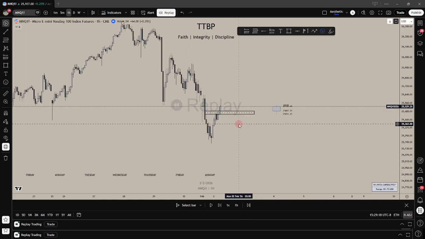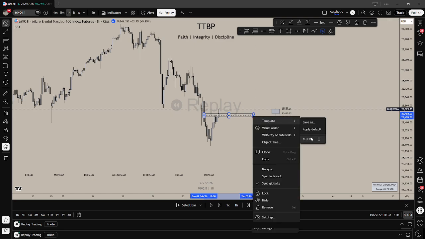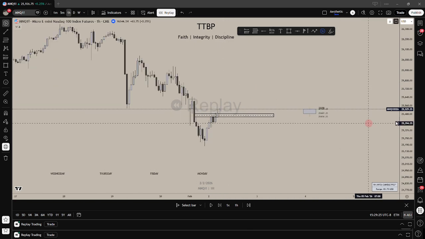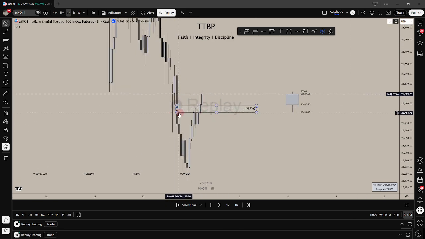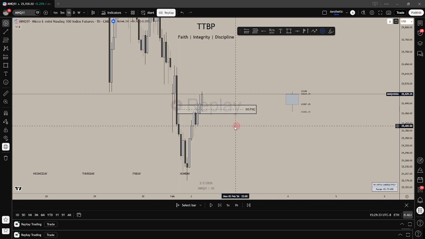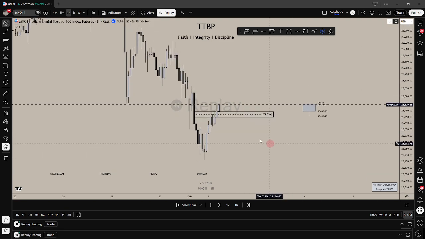okay, prior to our session. Okay, so we have this 1 hour fair value gap formed prior to our session, which is currently being disrespected by price. Okay, at this point in time, it's 5 a.m. in the morning, just before our session starts. So I'm labeling that. I'm taking a look also at what we have here.